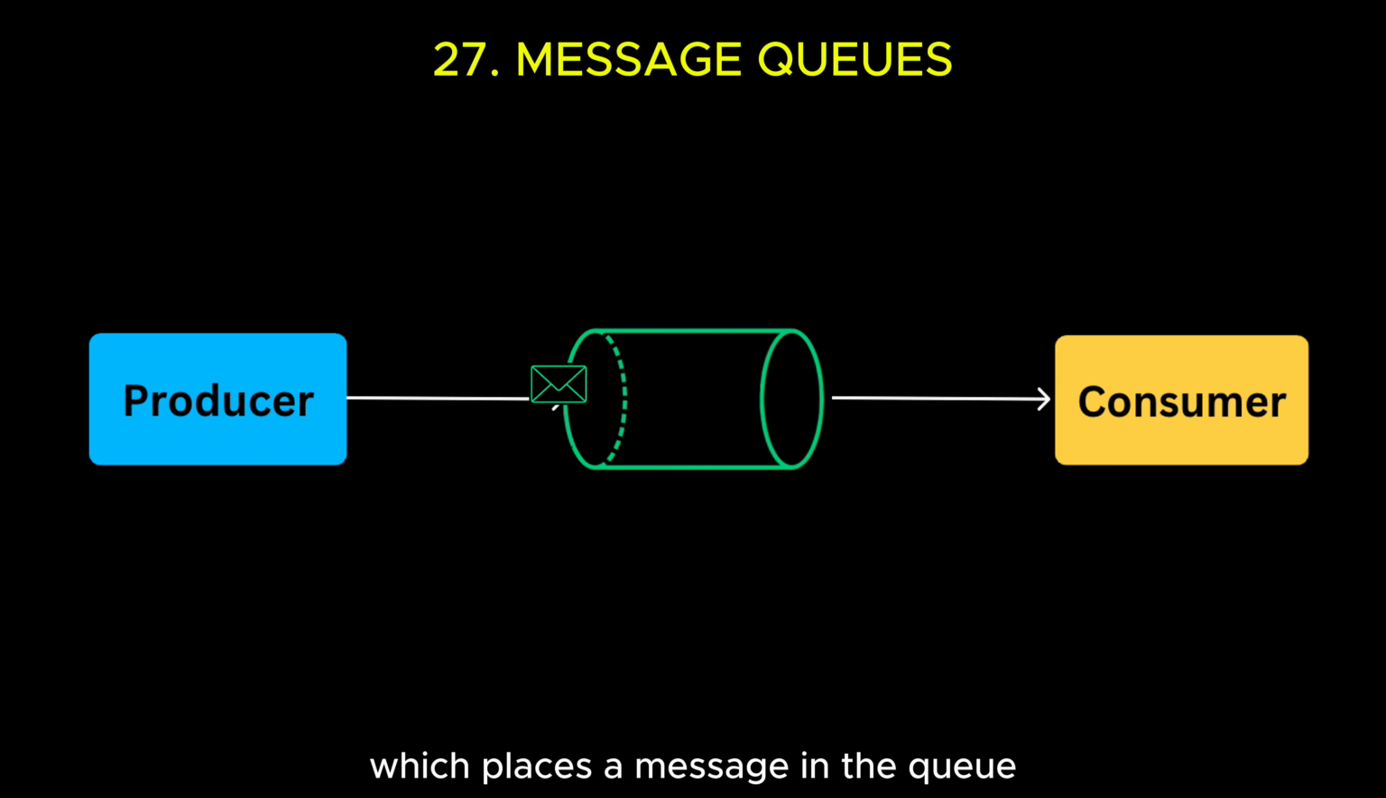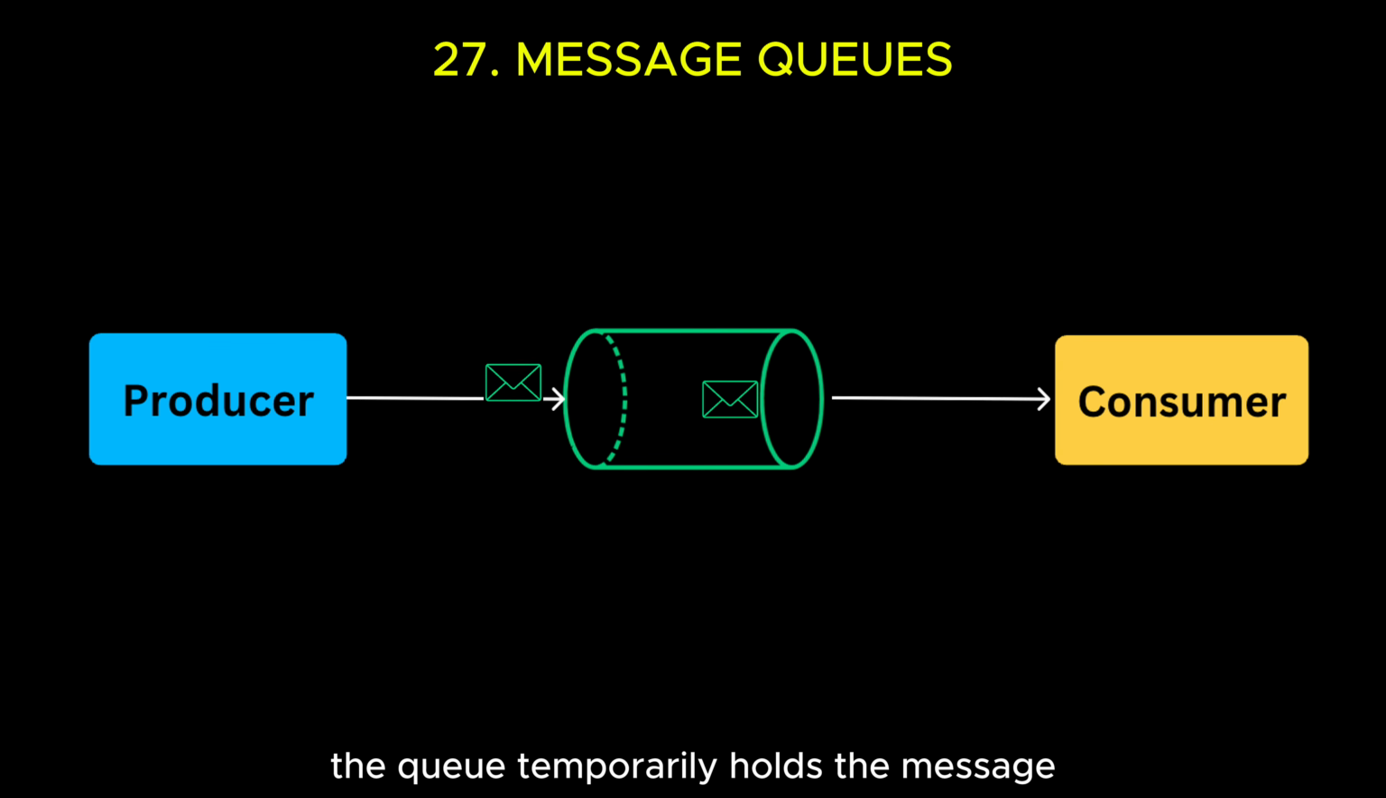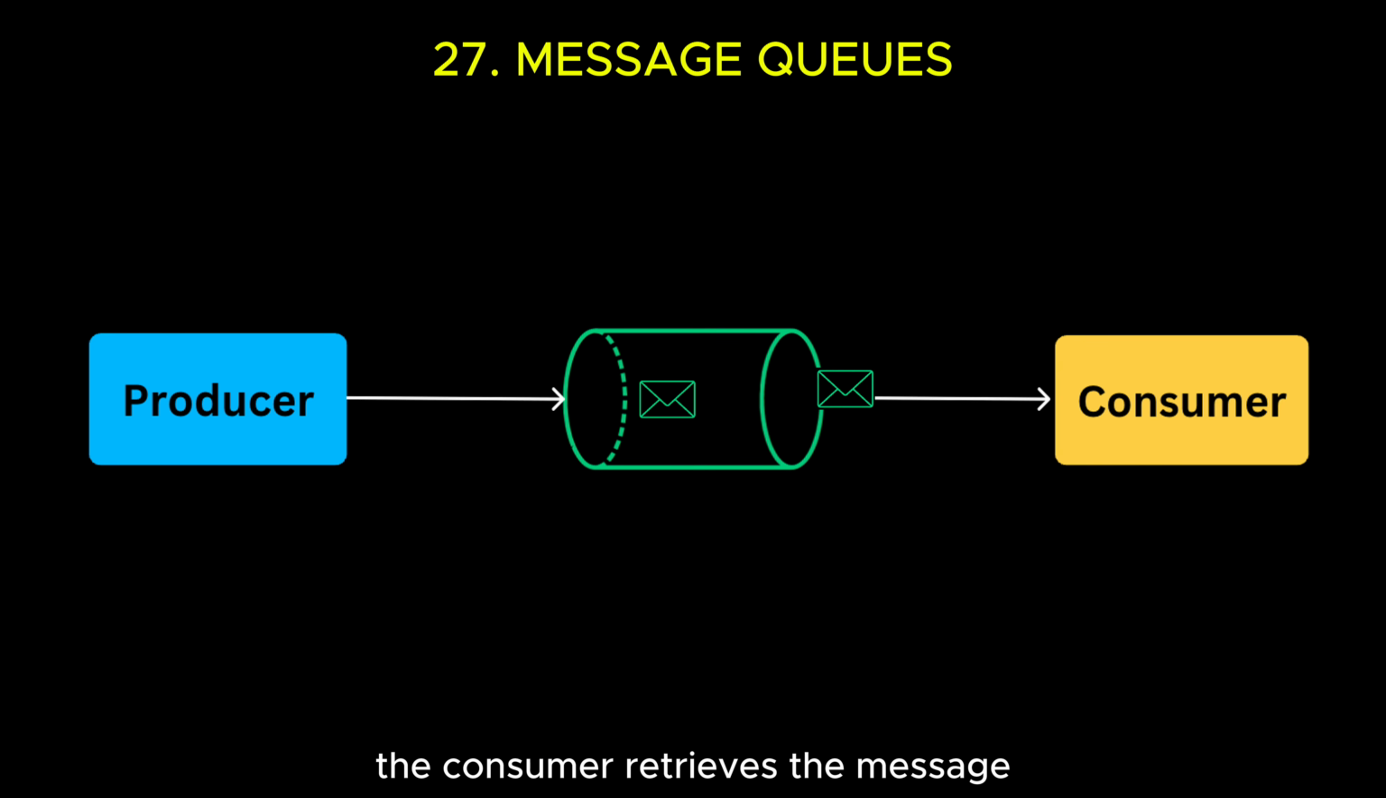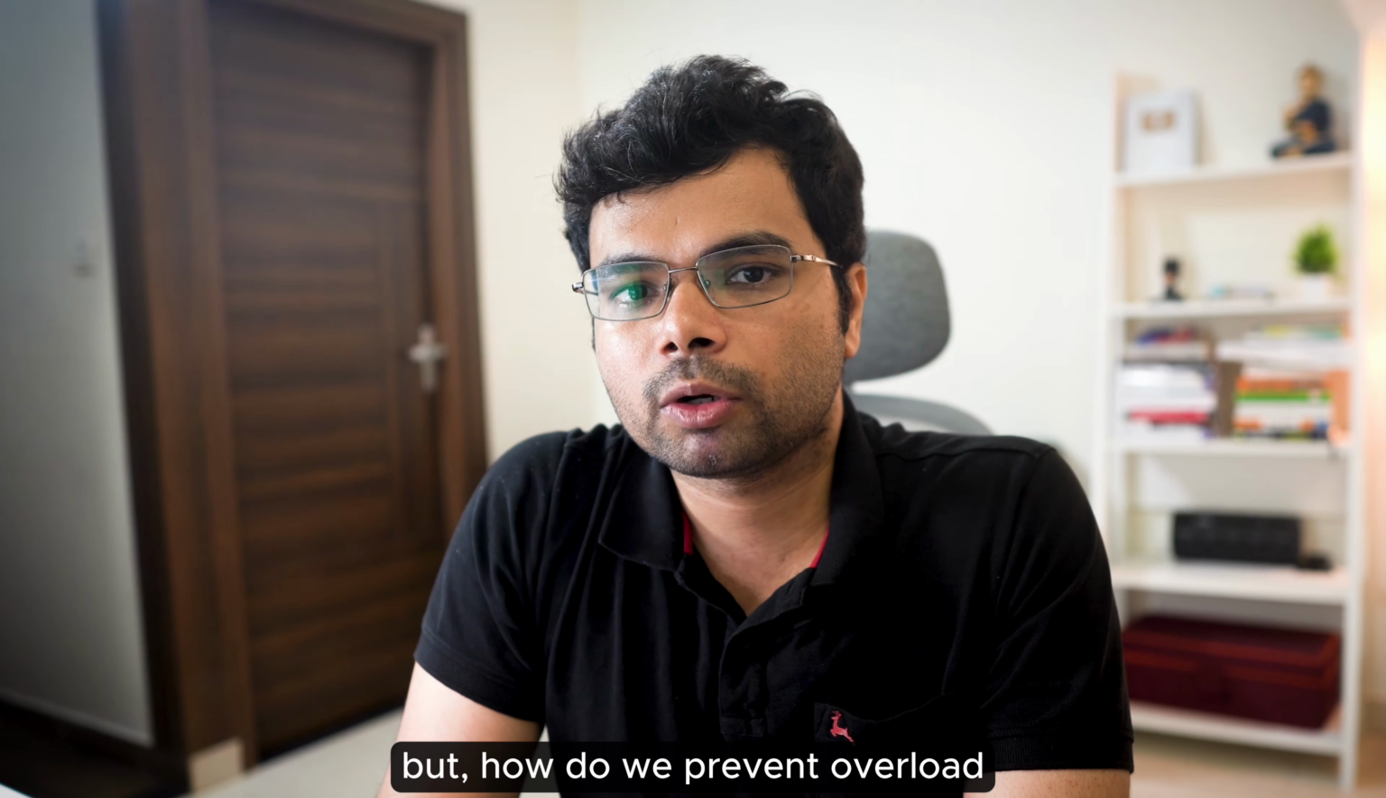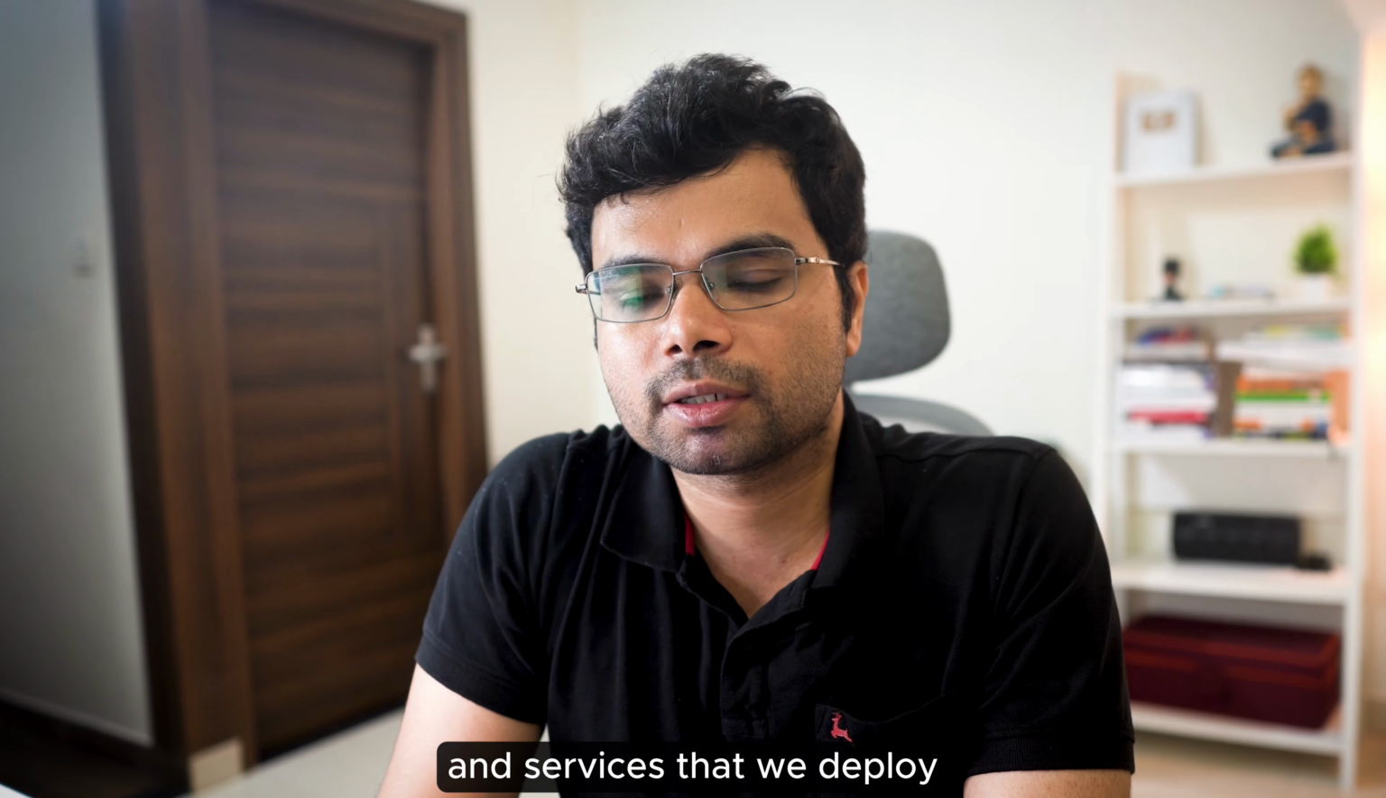Here is how it works. There is a producer which places a message in the queue. The queue temporarily hosts the message. The consumer retrieves the message and processes it. Using message queues, we can decouple services and improve scalability, and we can prevent overload on internal services within our system. But how do we prevent overload for the public APIs and services that we deploy? For that, we use rate limiting.